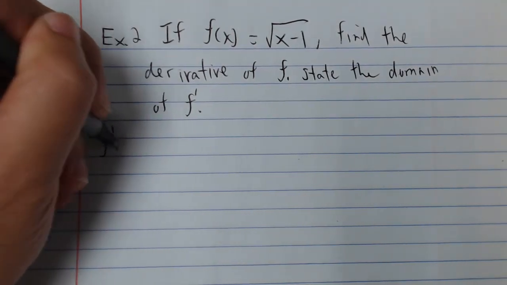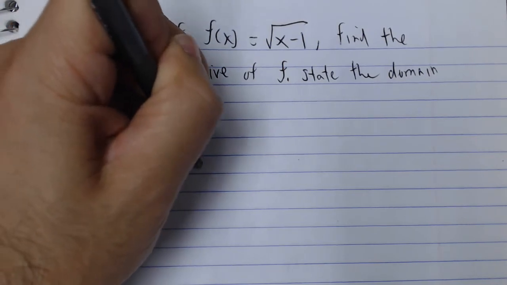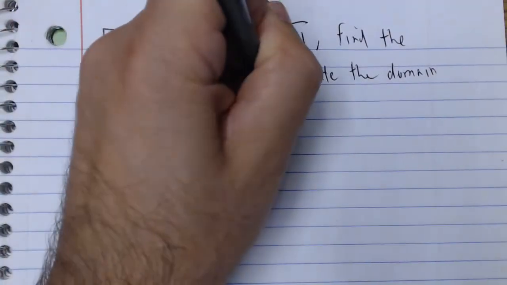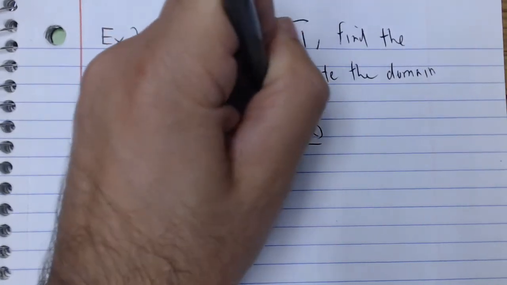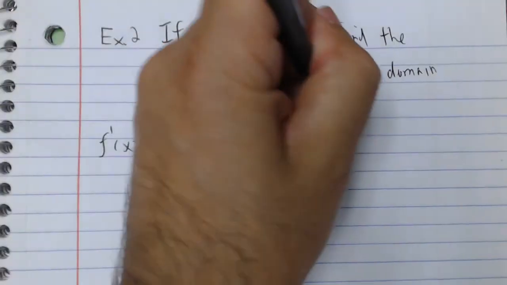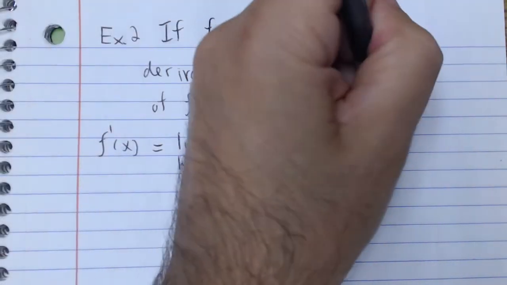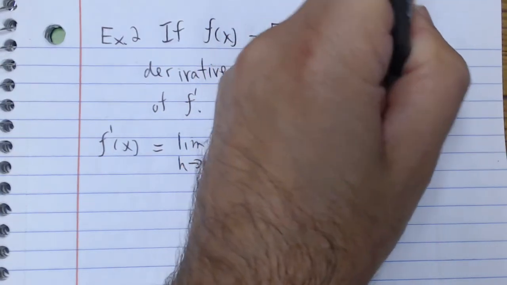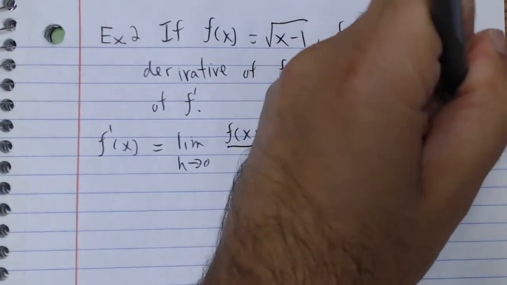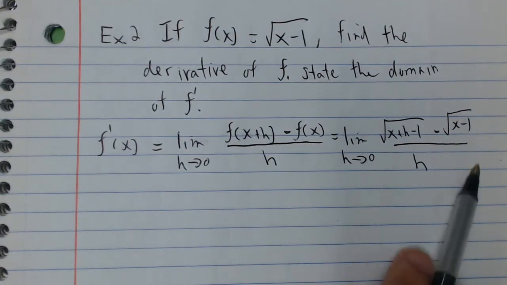We have f prime of x, by definition, will be the limit as h approaches 0 of f of x plus h minus f of x, all over h. So then what does that give us? That gives us the limit as h approaches 0 of square root of x plus h minus 1 minus square root of x minus 1, all over h. Okay, so now we're kind of stuck here.